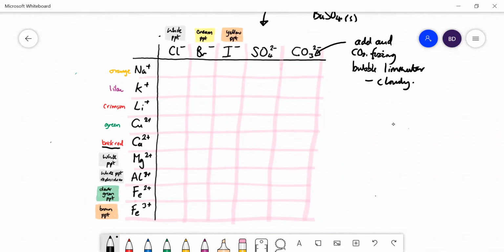It's quite straightforward really, but there's quite a lot of memory work there, learning all those colors and things. And also precipitation reactions can be a little bit difficult to understand, so there is a video on precipitation reactions if you want to watch that, just to make sure you understand what's going on there.